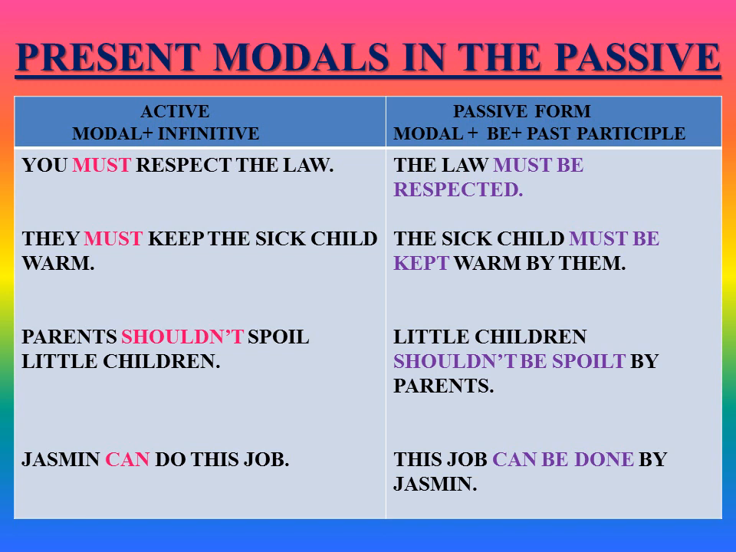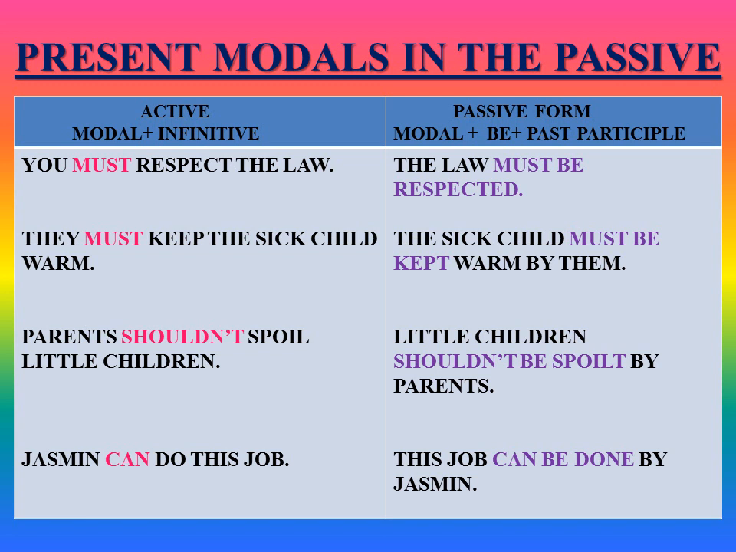They must keep the sick child warm. The sick child must be kept warm by them. To be plus past participle. This is a form of the modal verb in the passive, and present modal verb in the passive. Parents shouldn't spoil little children. Little children shouldn't be spoiled by parents. Of course, by parents here is used to show the doer of the action. Jasmine can do this job. This job can be done by Jasmine.